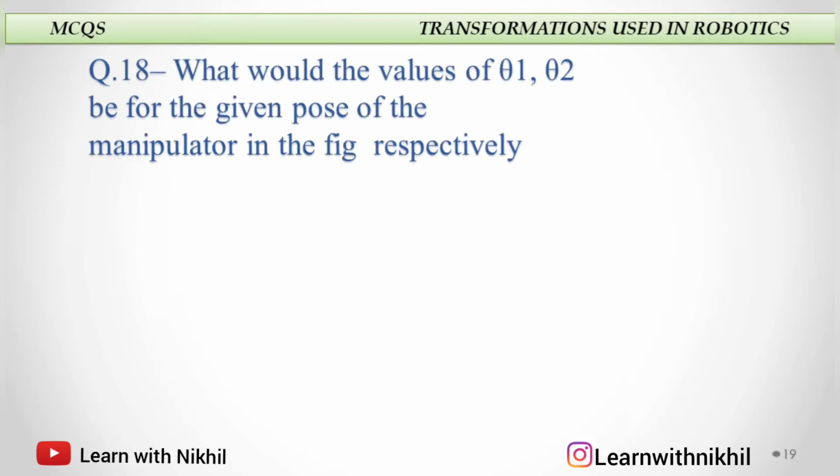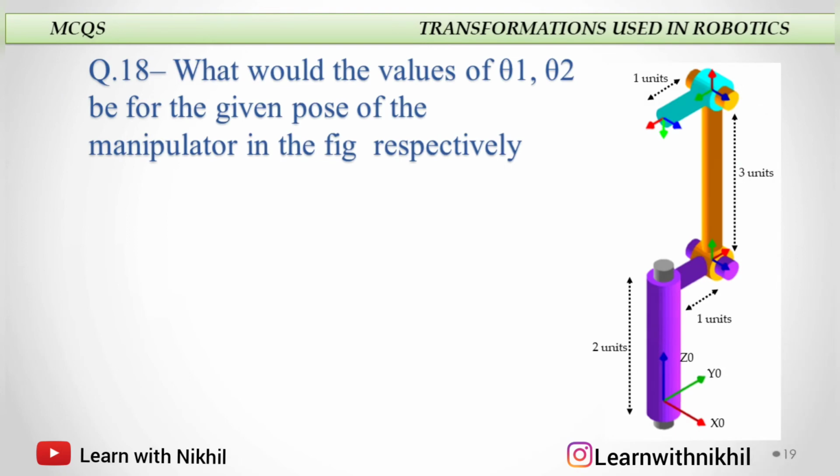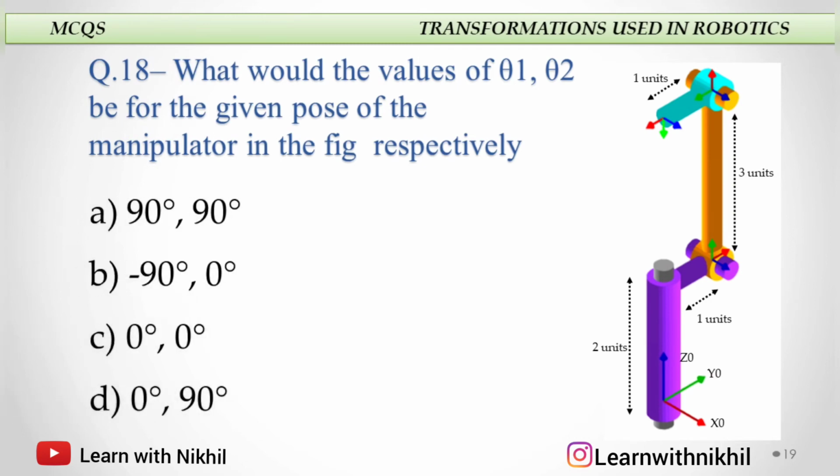Next, similar type of question, but the diagram is different. Here you have been asked the values of theta 1 and theta 2. You have 3 joints, so you have theta 1, theta 2 and theta 3, but you have been asked theta 1 and theta 2. So according to this diagram, the values of theta 1 and theta 2 will be 90 degree and 90 degree. For much more explanation, you can visit my video lectures. It is given in the description below. You can check it out.